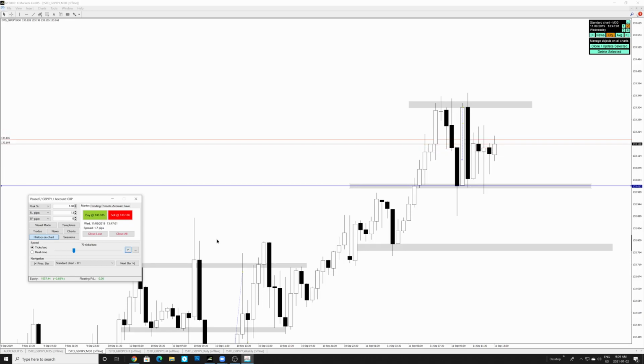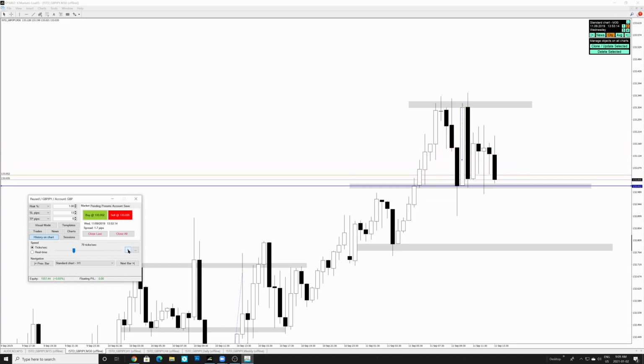Wow, still ranging over here. See this range? This is a 14, 15 pip range. Some people take trades in these small ranges, man. Don't take trades in small ranges. Take trades in big open ranges. Look at this range over here. It's like a 21, 22, 23 pip range. So we're waiting at this point.